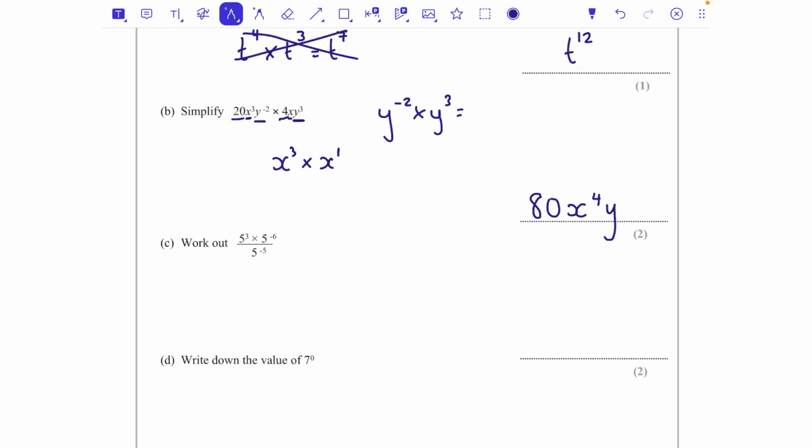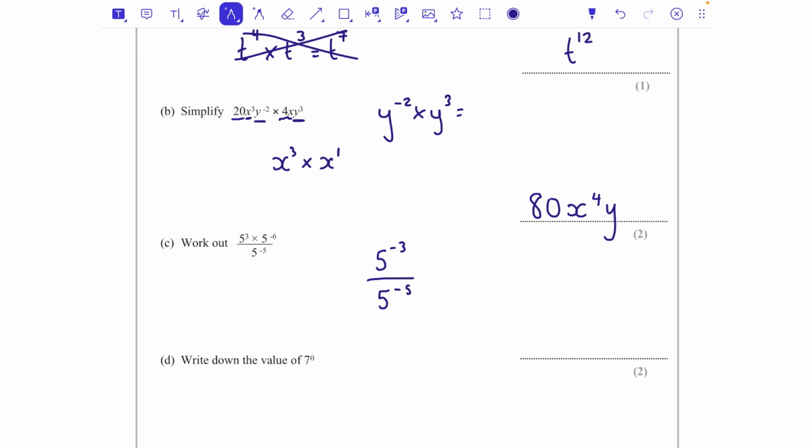Part C, work out 5 cubed times 5 to the power of minus 6, all divided by 5 to the power of minus 5. Now when we multiply, we add the powers. So we're doing 3 add minus 6. And adding minus 6 is the same as subtracting 6. So that's going to go down to minus 3. So our new numerator is going to be 5 to the power of minus 3. And we're dividing that by 5 to the power of minus 5.